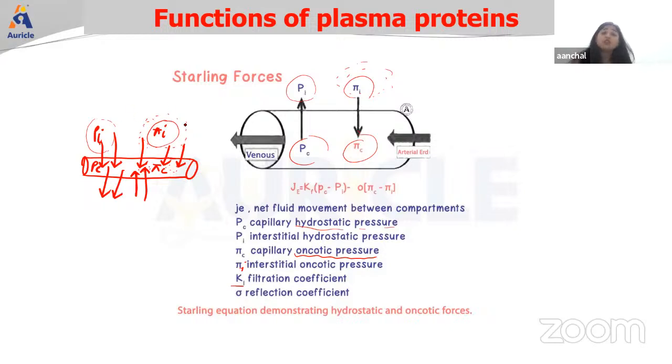Collectively, these forces determine whether filtration will occur or not. So this is the formula we have to determine the net fluid movement between two compartments inside the capillary. And whenever any of these forces get increased or decreased, it clearly indicates the presence of a pathological condition inside the body.